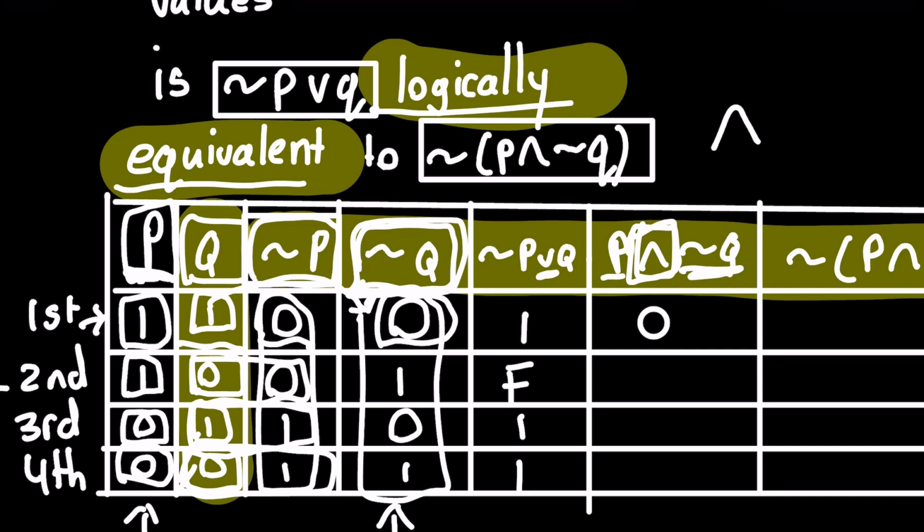Now, in the second row, P is equal to 1, and negation of Q is also equal to 1, so both of them are equal to 1. So that means this is going to be true, because for the AND gate, both values have to be true for the whole statement to be true. Now in the third section, we have 0 and 0, so that's false. And in the fourth section, we have 0 and 1, so that's also false.